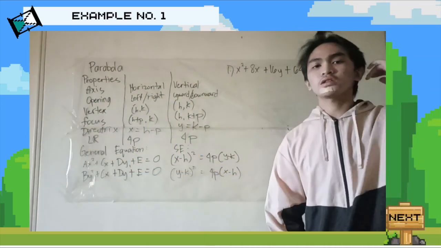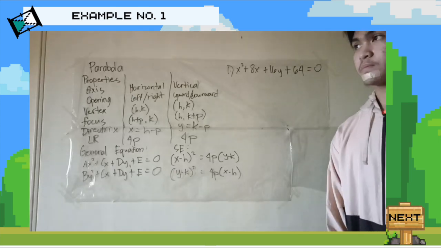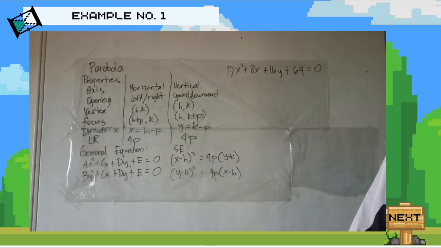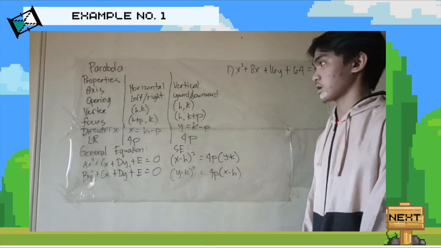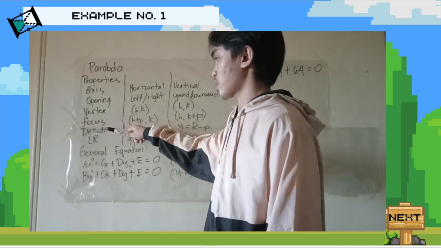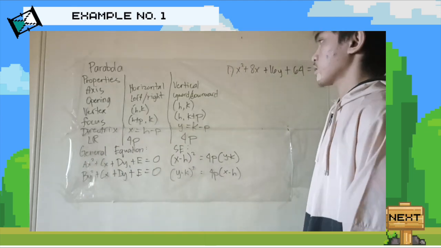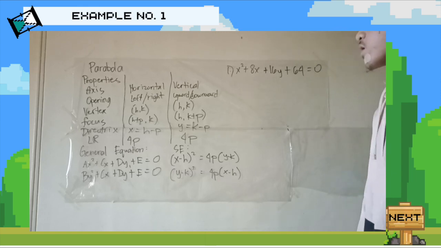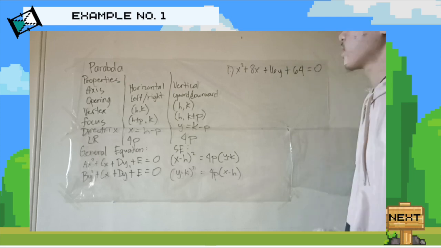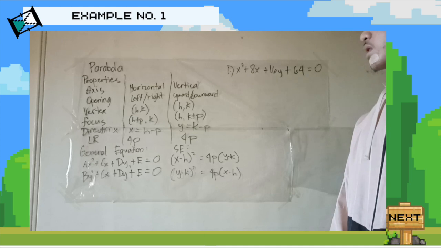So now let us try to get the properties of a parabola given its general equation. But before that, let us try to understand how do we get the properties of a parabola. So the properties of parabola is axis, opening, vertex, focus, directrix, and LR, the latus rectum. Okay, so for the axis, you have two, horizontal and vertical. For horizontal, it only opens in two directions, that is left or right. So when the parabola is horizontal, it is either in left or right opening.